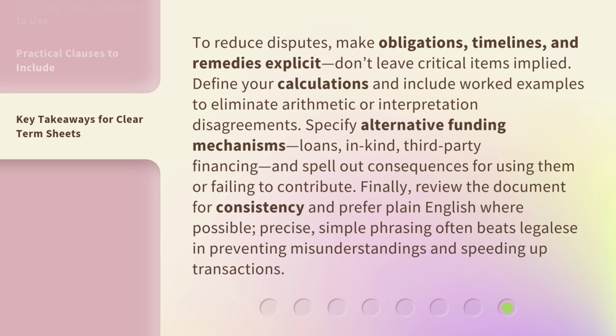To reduce disputes, make obligations, timelines, and remedies explicit. Don't leave critical items implied. Define your calculations and include worked examples to eliminate arithmetic or interpretation disagreements. Specify alternative funding mechanisms, loans, in-kind, third-party financing, and spell out consequences for using them or failing to contribute.